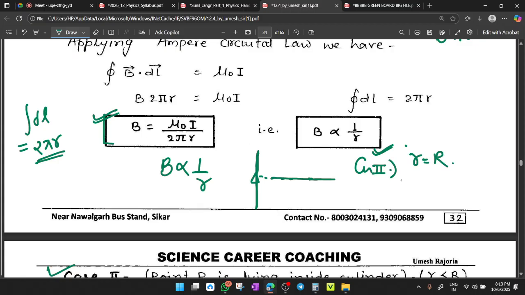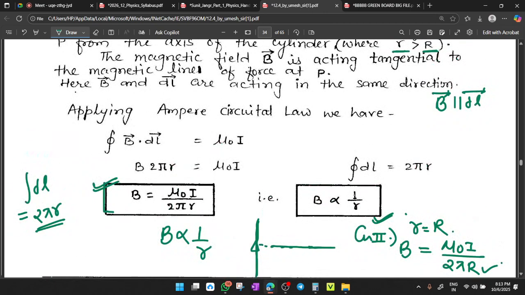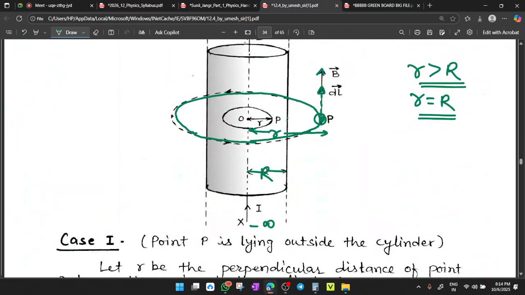So place the value here. B on the surface equals mu naught I upon 2 pi capital R. Understood? Mu naught I upon 2 pi capital R. Why? Because your Amperian loop will be passing through here. So this is the second case. I am making this one by orange pen. So if your point will be here, then your loop will be here. So your derivation will be like this. B dot dl is equal to mu naught into total current threading, which is I.